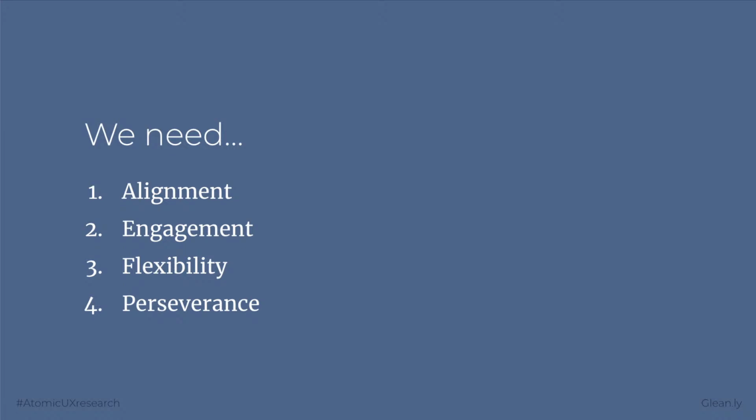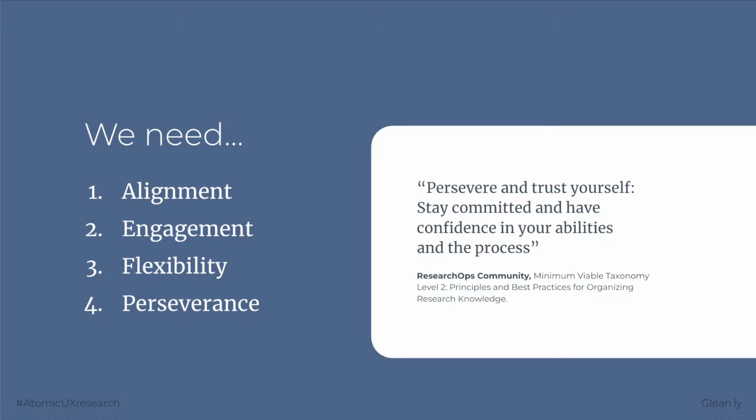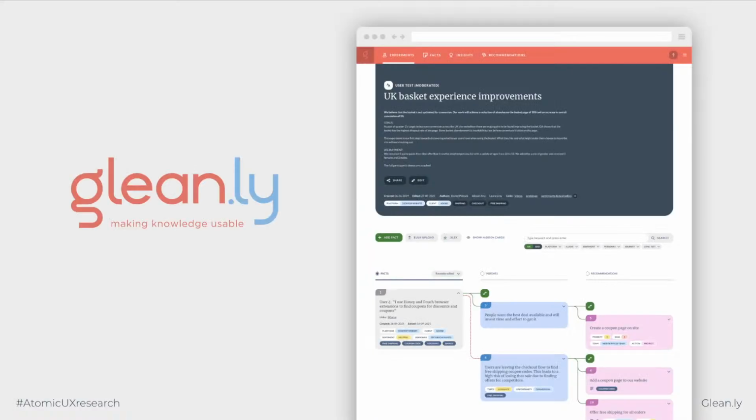So as we said before, these were the four things we need: alignment, engagement, flexibility, and perseverance. And I'm just going to go back to this quote here from Reops community, from that article I showed you earlier. Persevere and trust yourself, stay committed and have confidence in your abilities in the process. It's a great article there. I really recommend having a look at it.